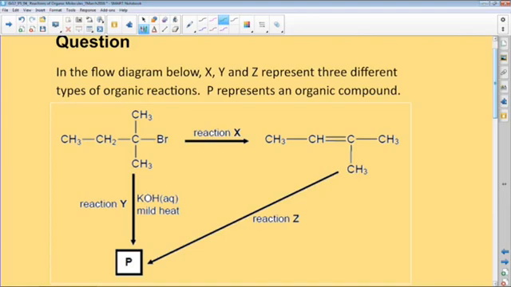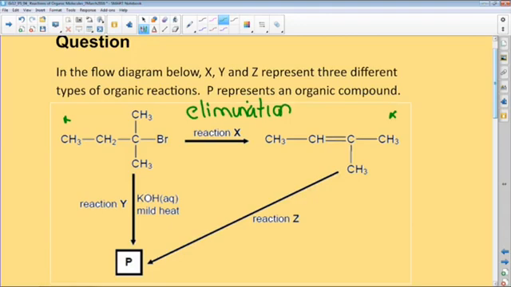It says, in the flow diagram below, X, Y, and Z represent 3 different types of organic compound reactions. P represents an organic compound, not an inorganic. That's important. So on the left-hand side over here, we have a haloalkane. Over here, we have an alkene. And then they give us some clues in that we start on the left-hand side with a haloalkane, which becomes an alkene. The only way that a saturated hydrocarbon can become an unsaturated hydrocarbon is through elimination. So reaction X has to be an elimination reaction.